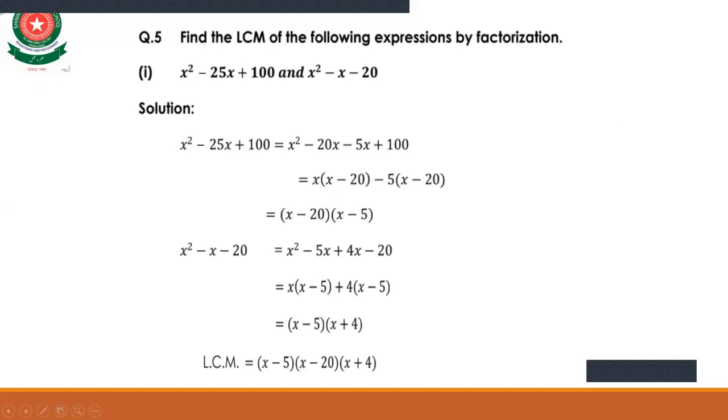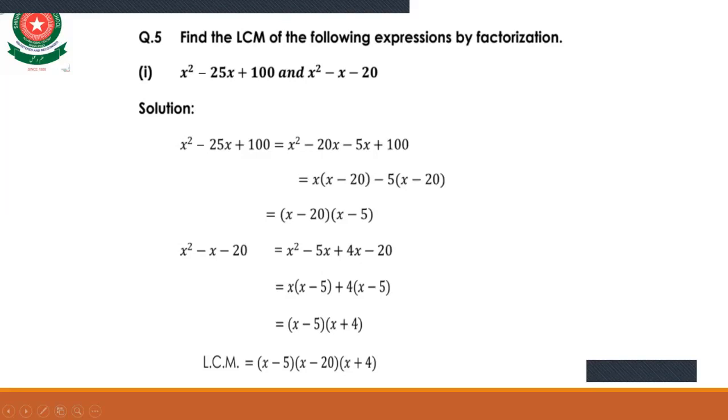So you can write minus 25x as minus 20x minus 5x. If we add this, we will get minus 25. Here x is common, remaining will be x minus 20, and minus 5 is common, remaining will be x minus 20. Here x minus 20 is common factor, remaining will be x minus 5. You may note down this is our first equation.